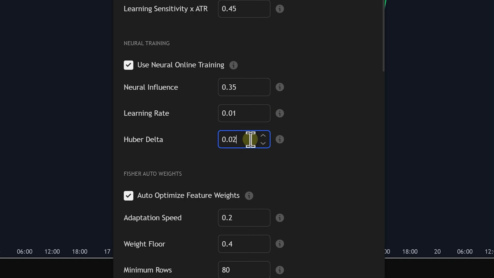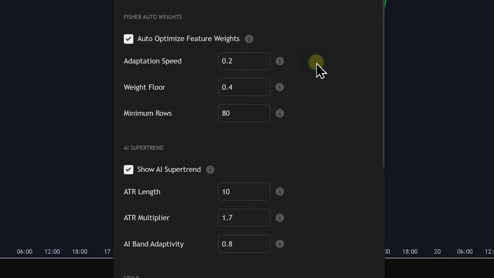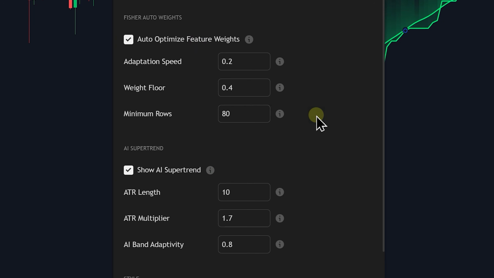Next, we have the adaptive feature optimization settings. Auto-optimize feature weights allows the indicator to automatically adjust feature importance. Adaptation speed controls how quickly those feature weights change. Weight floor establishes the minimum importance any feature can have. Minimum rows determines how much data must be available before optimization begins.